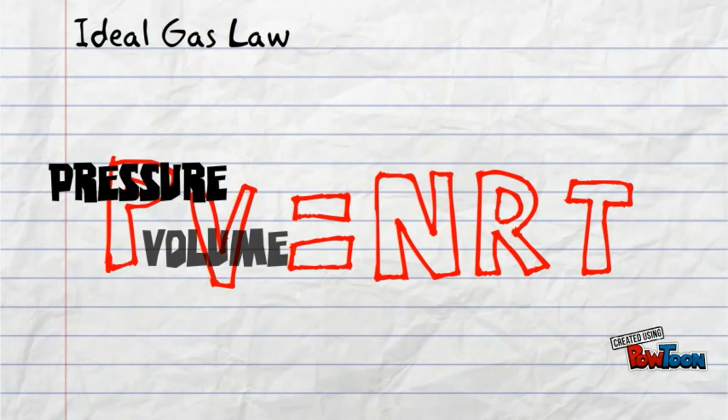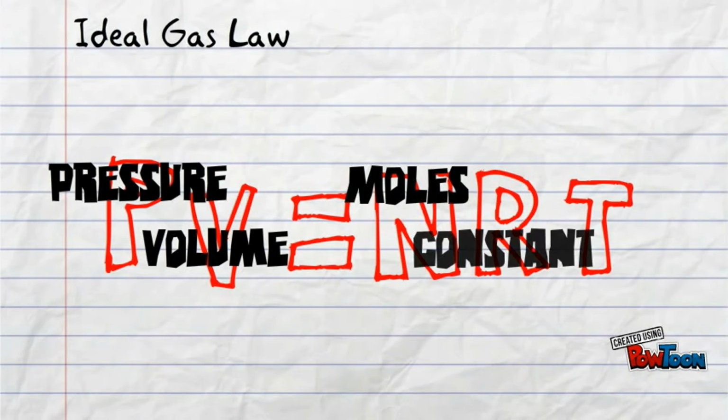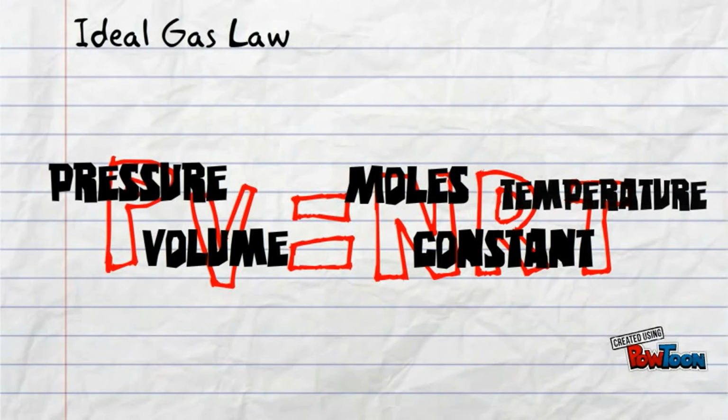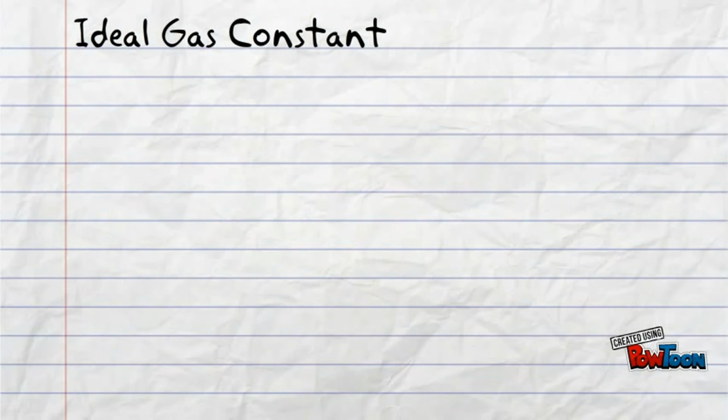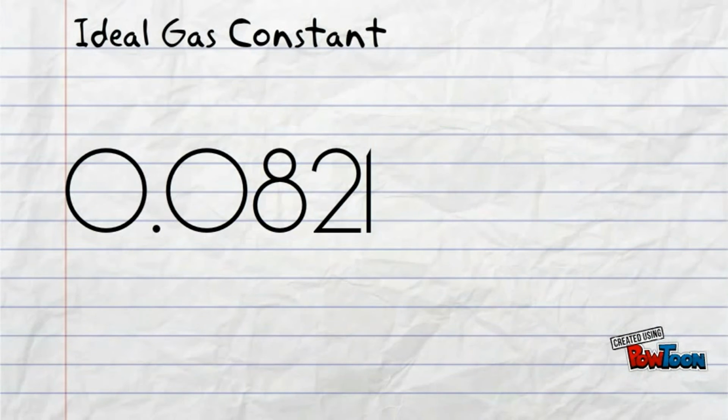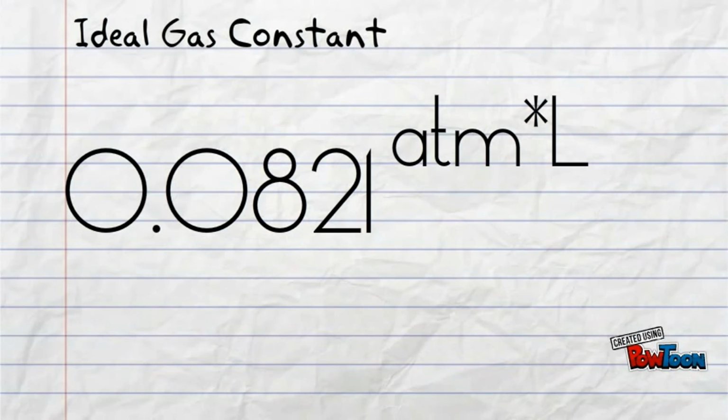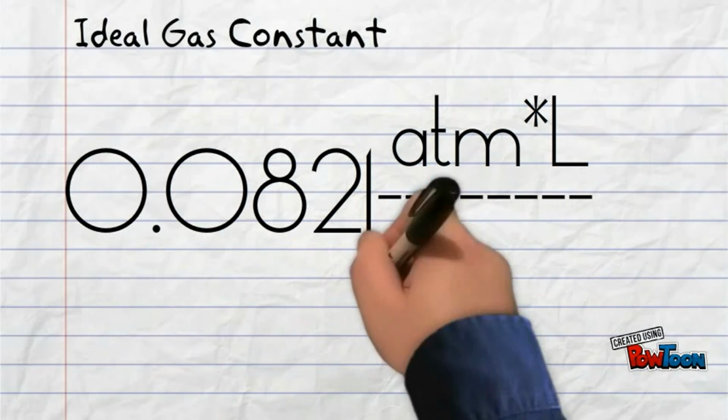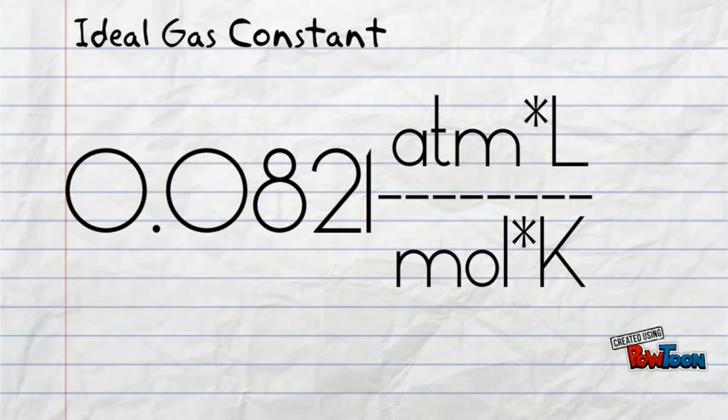P is the pressure, V is the volume, n is the moles, R is the ideal gas law's constant, and T is the temperature. The ideal gas law's constant is 0.0821 atm times liters over moles times Kelvin. This means that if pressure increases, so will a factor on the other side of the equation, such as temperature, moles, or the ideal gas law constant. But the volume will decrease.